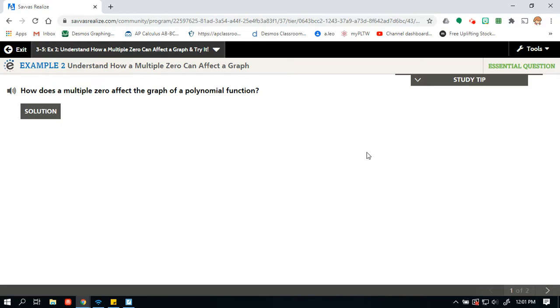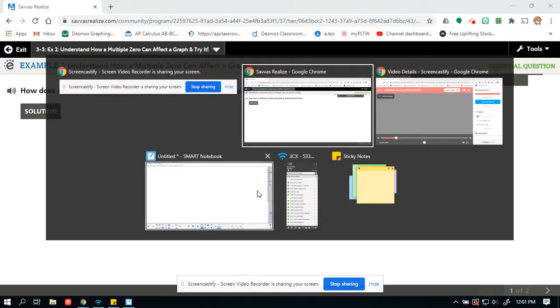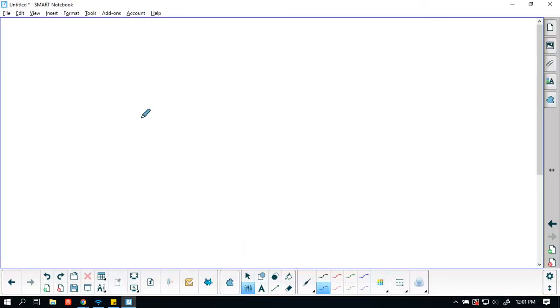So in this example we're going to go over topic 3, lesson 5, understanding how multiple zeros can affect the graph, and then try it. When they're looking at multiple zeros, what they're looking at is, let me get to my notebook if I can find it, and the zillion tabs I usually have open.